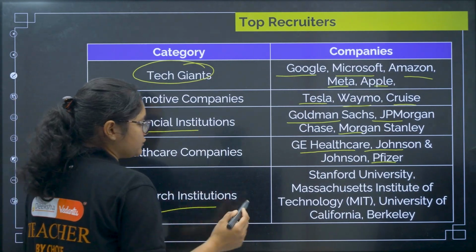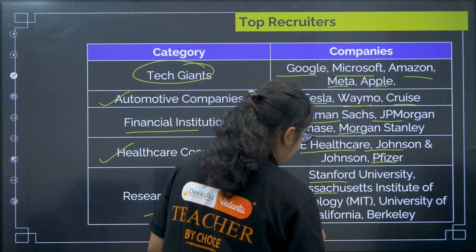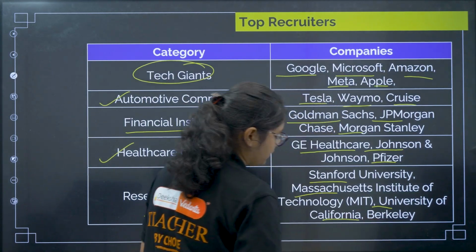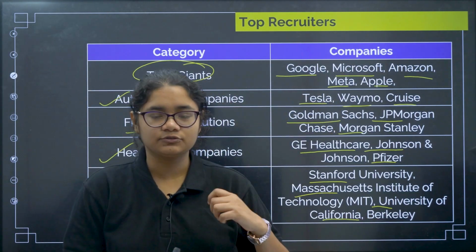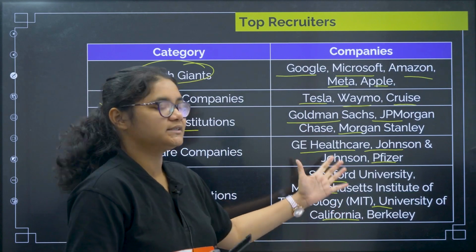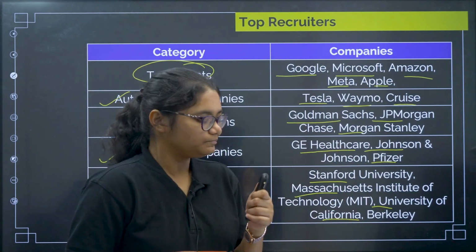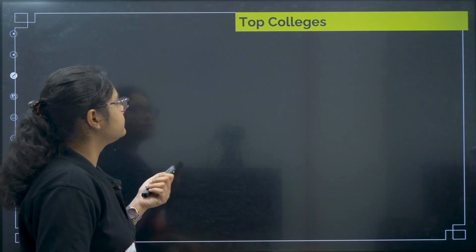Next, in research institutions, Stanford University, MIT, and the University of California. If you want to do higher studies and do more research on this, then these universities are the best for that.